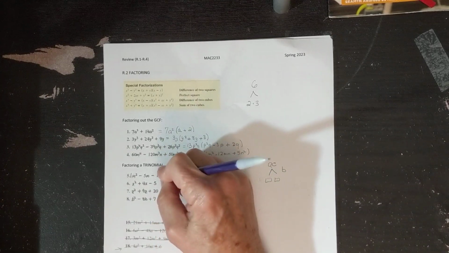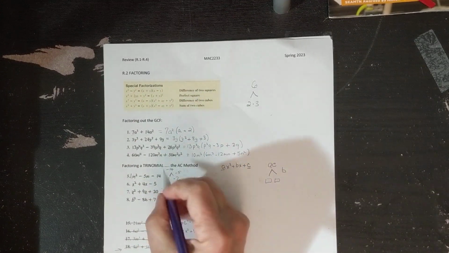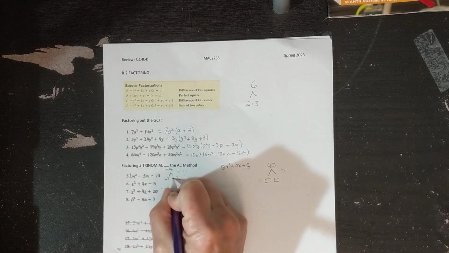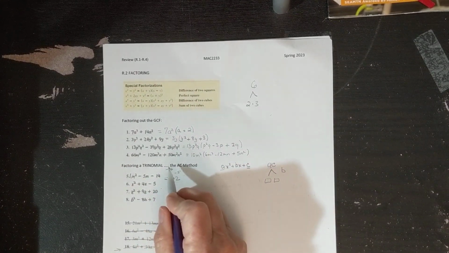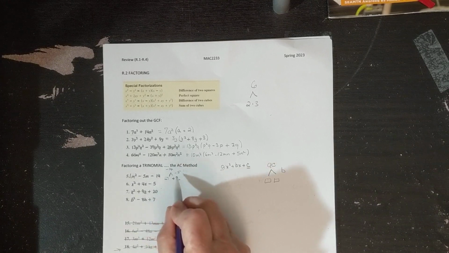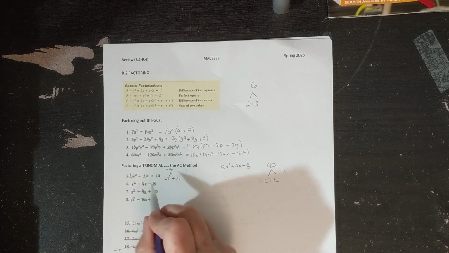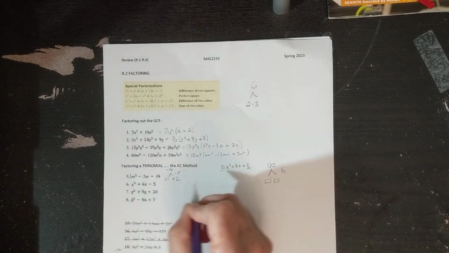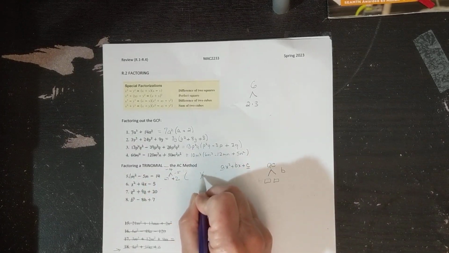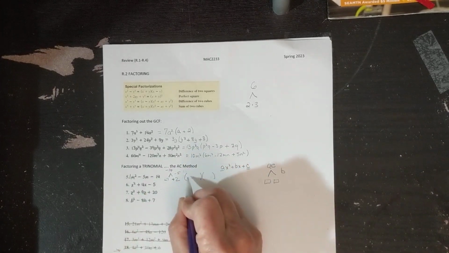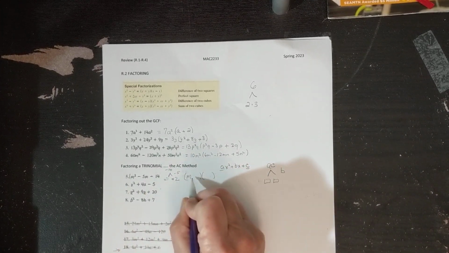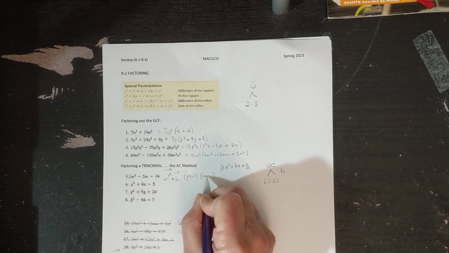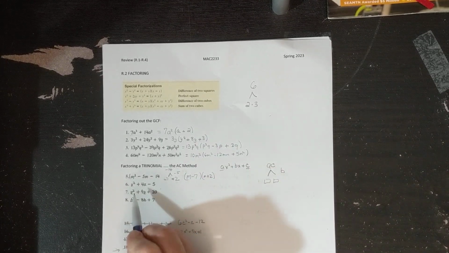If you just switch the signs and make this negative 7 times positive 2, that gives you negative 14, and when you add these two things together, you get negative 5. When a, the leading coefficient, is 1, you can go ahead and factor this into m minus 7 times m plus 2.